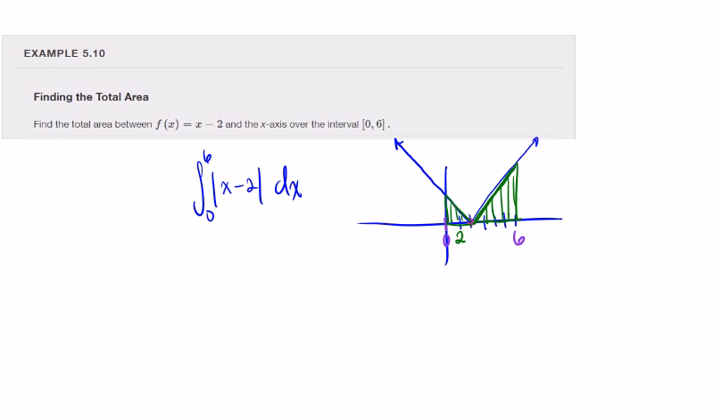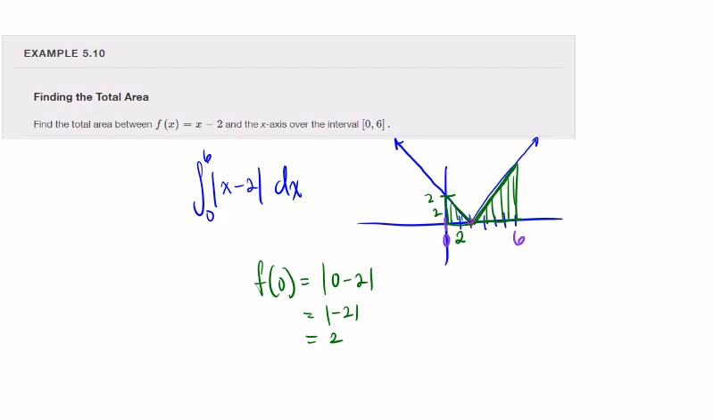You could also plug in 0 here. And if we did f of 0, that would be 0 minus 2, but it's absolute value. So it's going to be negative 2 absolute value, which is going to be positive 2, right? So this will be 2. So this triangle is a 2 by 2.